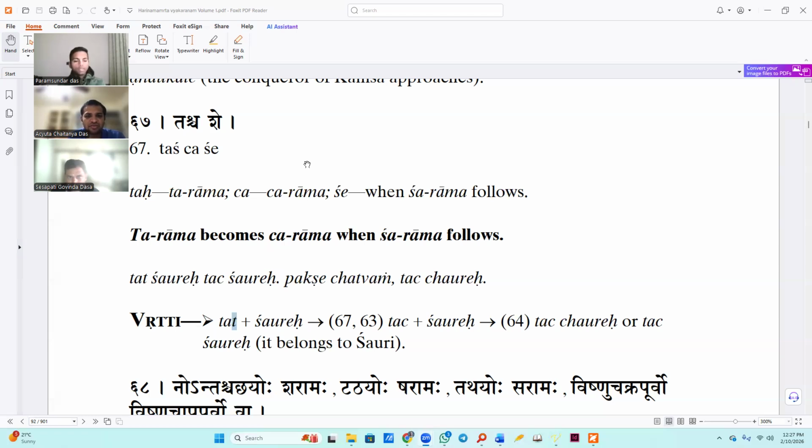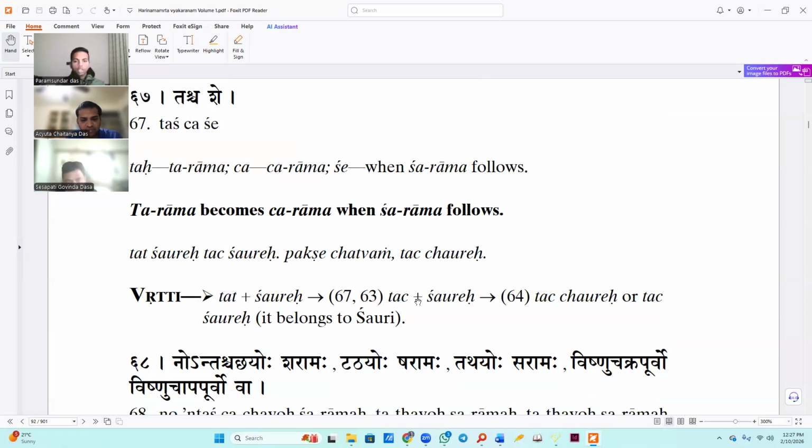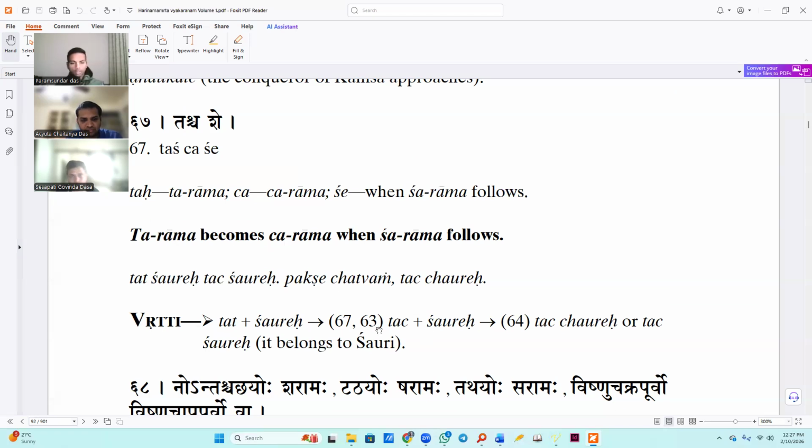So we cannot change that. That's why the Ta remains the Ta. So 61 is not applied. By 63, the Ta remains the Ta. Then 67 is applied, so the Ta becomes Cha in this rule. We get Tach Shaure. Is this an optional rule? No, this is a mandatory rule. It doesn't say optional. So Tach Shaure.